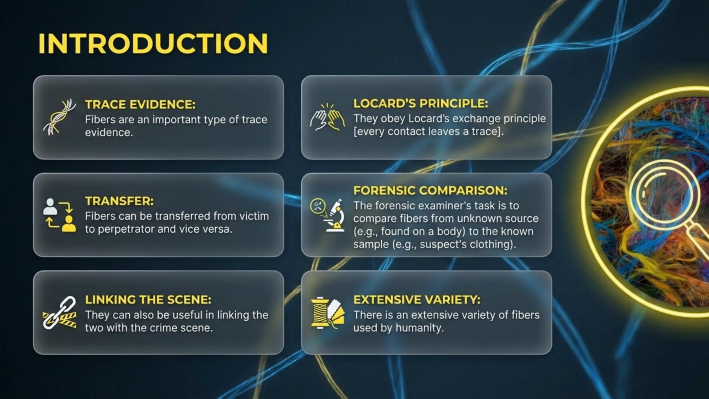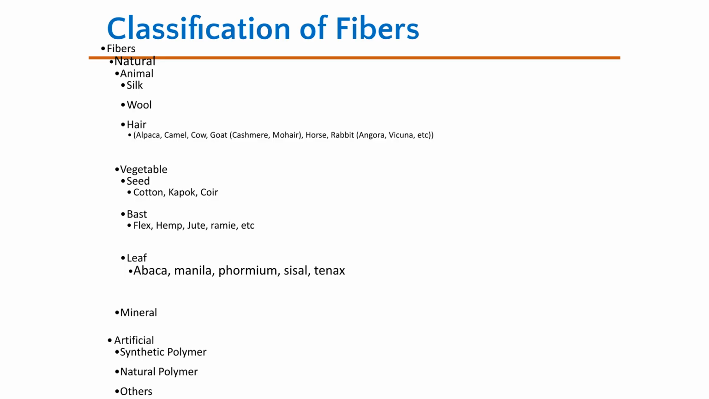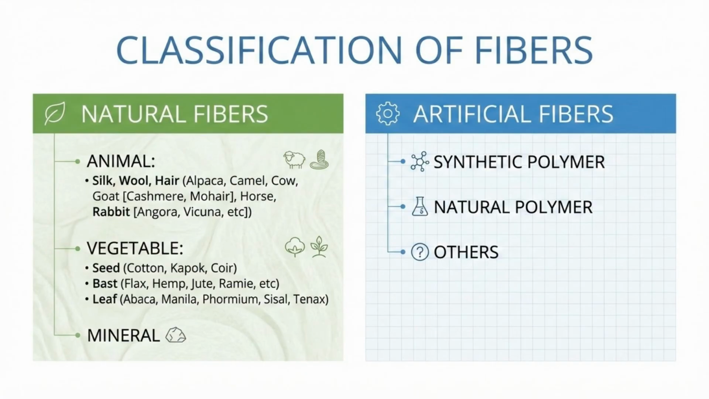a known sample. Humanity utilizes an extensive variety of fibers. Fibers are broadly classified into natural and artificial types. Natural fibers include animal, vegetable, and mineral sources, while artificial fibers comprise synthetic polymers, natural polymers, and others. Natural fibers include animal, vegetable, seed, bast, and leaf, and mineral fibers. Artificial fibers are synthetic polymers, natural polymers, and other types.